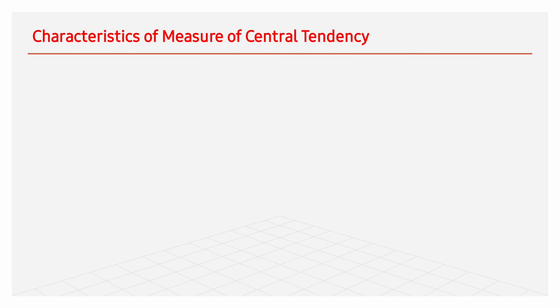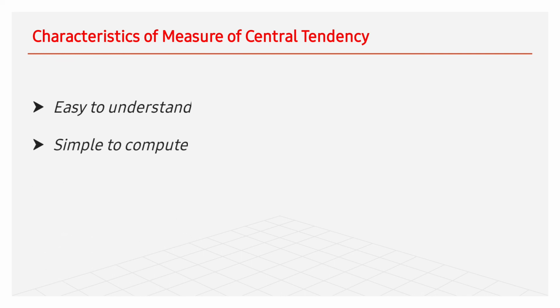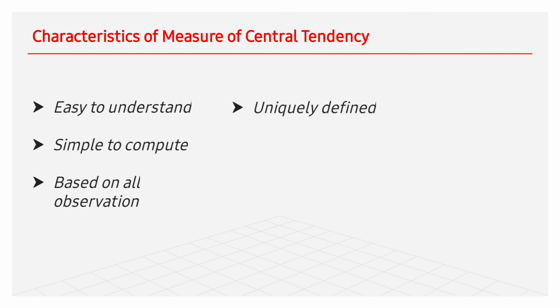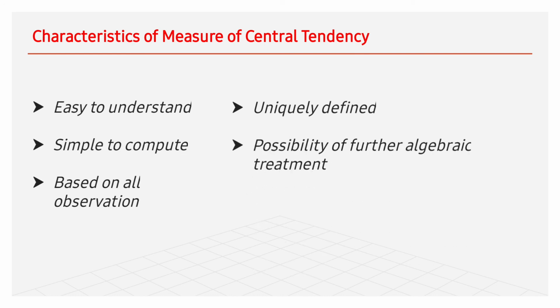Next, we will see the characteristics of a measure of central tendency. A good measure of central tendency should possess the following characteristics as far as possible. It should be easy to understand. It should be simple to compute. It should be based on all observations. It should be uniquely defined. It should be useful for further algebraic treatment. It should not be affected by extreme values.